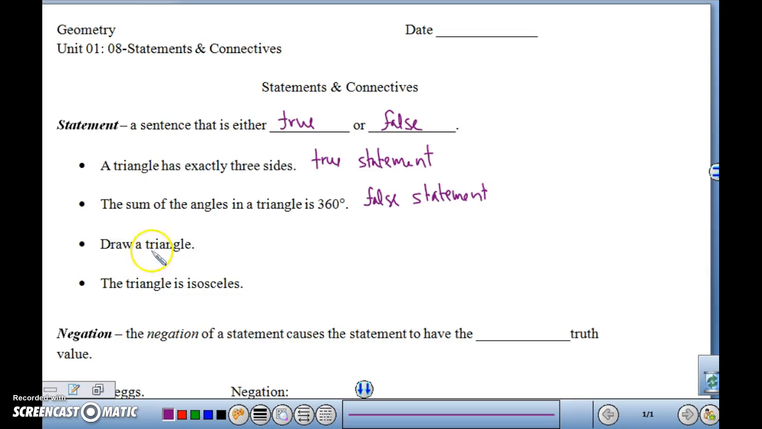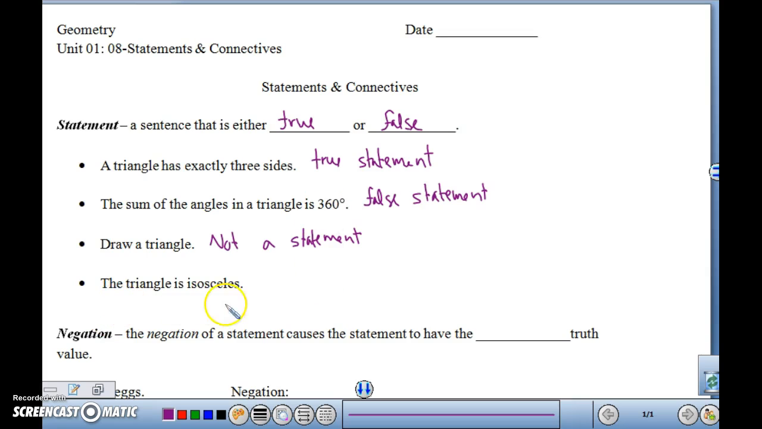Now, what about this third sentence? Draw a triangle. Is that a statement? No, it's not. This is not a statement because we can't say this is true or false. It's a command. So therefore, you can't say if this is true or false, so it is not a statement.